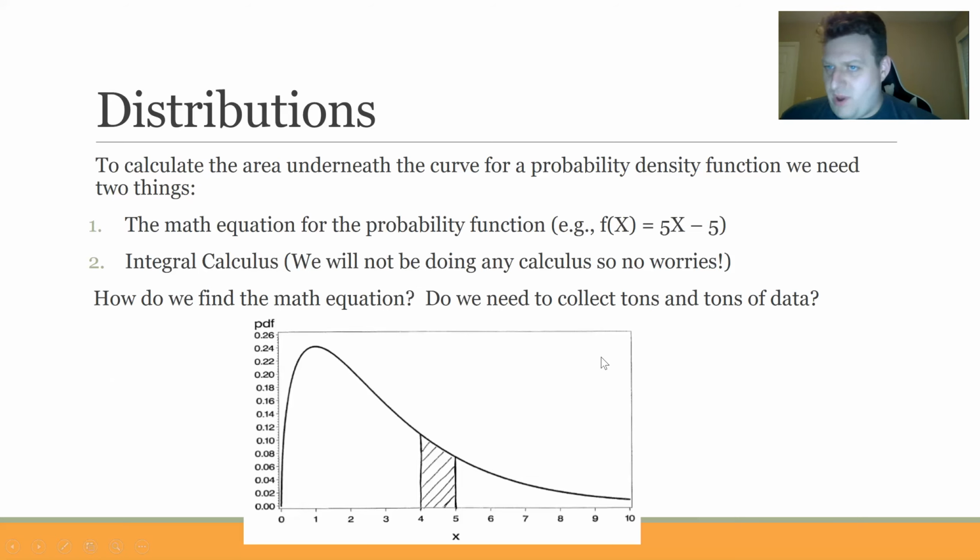How do we find this math equation? How do we find the math equation of what the probability density function is going to look like for the population? Is it the case that we need to collect tons and tons of data? If we're looking at reaction times, maybe we need to look at thousands upon thousands of data points before we can plot out what we think that distribution looks like. And if that were the case, this would not be very useful. We would need to collect tons and tons of data to get what these probability density functions would look like in the population. So that wouldn't be very useful.